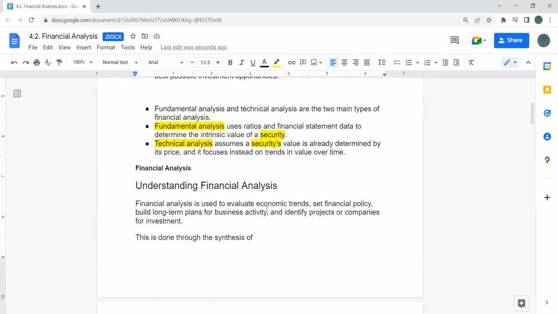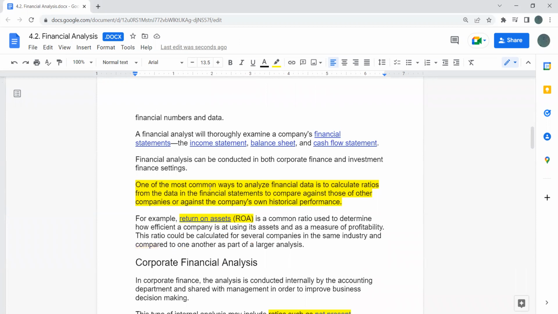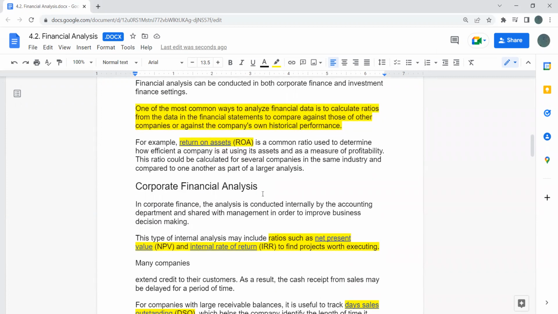So let's understand financial analysis. One of the most common ways to analyze financial data is to calculate ratios from the data in the financial statements to compare against those of other companies or against the company's own historical performance. For example, return on assets, ROA. Corporate financial analysis: this type of internal analysis may include ratios such as net present value, NPV, and internal rate of return, IRR, to find projects worth executing.